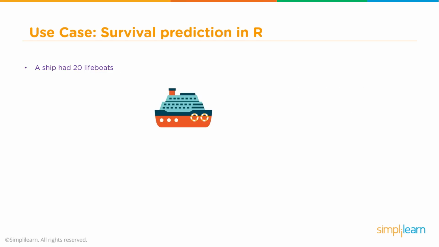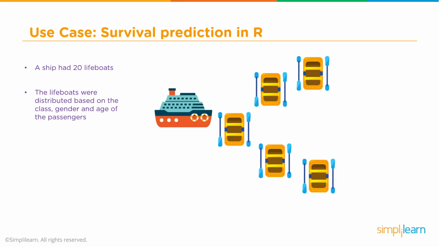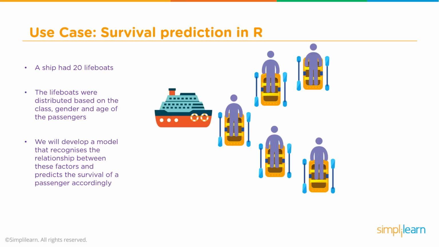And if you remember, I said this is going to be a little morbid because we're talking about how many people survived and died on these ships. In this case, we have a nice vacation cruise ship going on there, or I'm not sure what that is with the tugboat. So we have a ship, and it had 20 lifeboats. The lifeboats were distributed based on the class, gender, and age of the passengers. We will develop a model that recognizes the relationship between these factors and predicts the survival of a passenger accordingly.